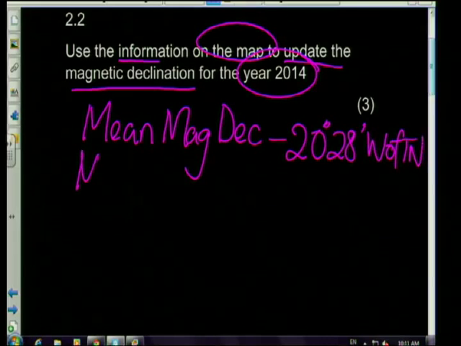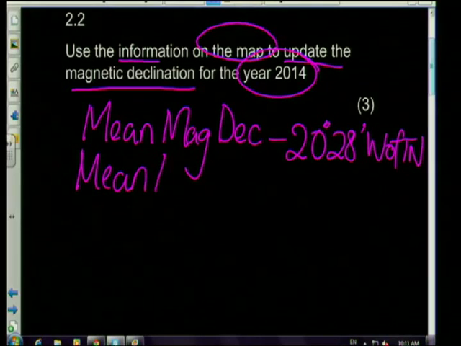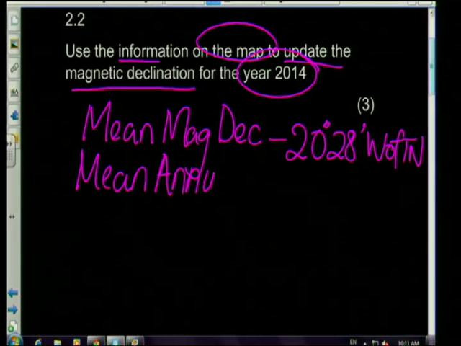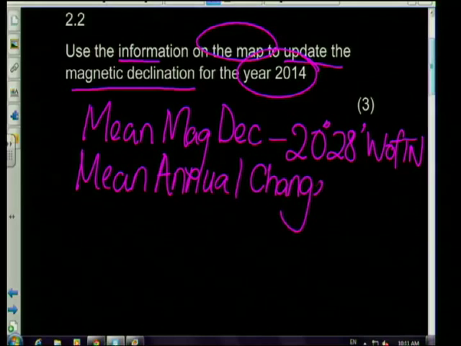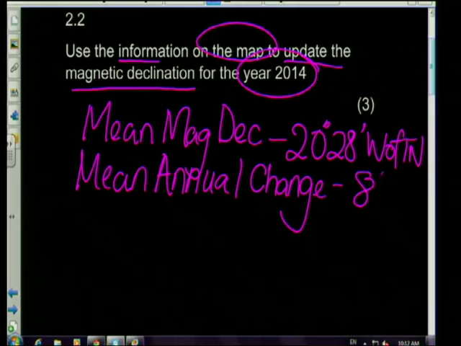The mean annual change, which is also information given on the map, is all the information on the map contained at the base of this map, and we will see that the mean annual change is 8 minutes westwards. So my answer there is 8 minutes westwards. Let's go further.